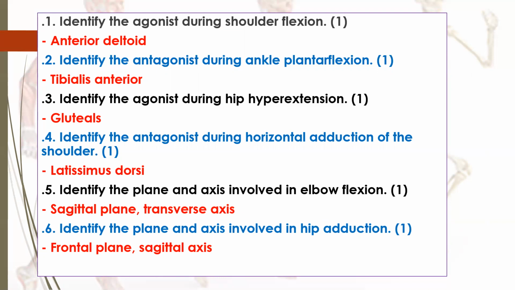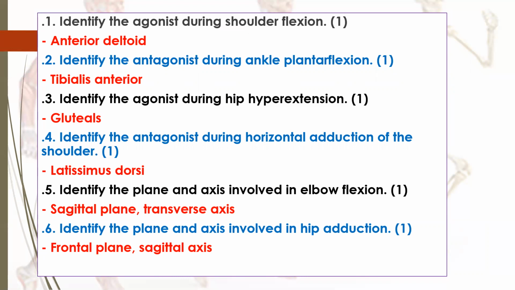Number 2 is identify the antagonist during ankle plantar flexion. So remember plantar flexion, think of the P for pointing. So you're pointing your toes away. If you do that now, go up onto the balls of your feet. You're probably feeling your gastrocnemius, so your calf muscles contracting. The antagonist is the one that works in opposition to control and coordinate that movement. And that is the tibialis anterior. So there's muscles that run down the front of your shin.